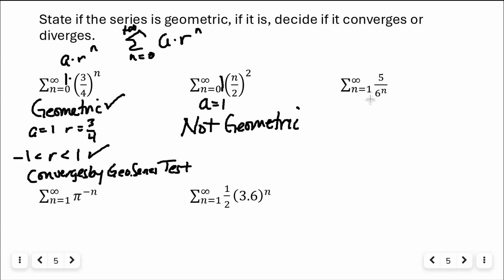All right, let's try the next one. So now n equals 1. The counter is not at 0 anymore. That's okay. So we have the sum from n equals 1 to infinity of 5 over 6 to the n. Well, that certainly doesn't look like this to begin with. But if we manipulate it a little bit, like let's say we put the 5 in the front and change this to a 1 over 6 to the n. But wait a minute, 1 over 6 to the n, isn't that just (1/6) to the n power? Because 1 to the n is just 1, and 6 to the n, well, that's down there. So yes, this is a times r to the n. This is geometric.